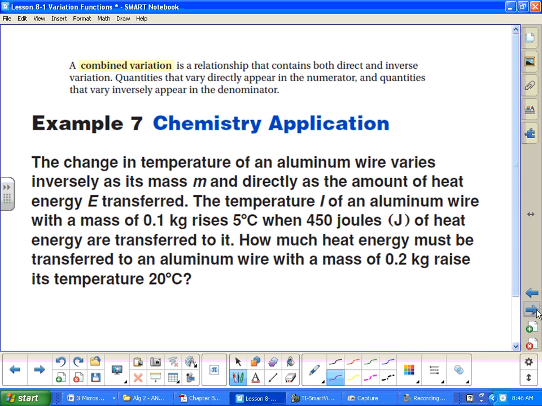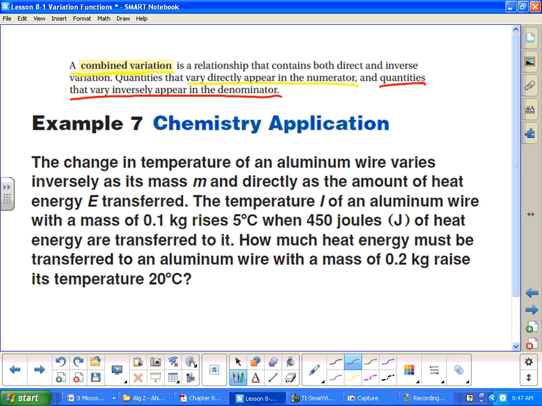Okay, number 7 then. Last thing, combined variation. Combined variation is a relationship that contains both direct and inverse. Quantities that vary directly appear in the numerator, and quantities that vary inversely appear in the denominator. That should make sense from what we just talked about, because with direct variation, as x gets bigger, y gets bigger. Inverse, as x gets bigger, y gets smaller.